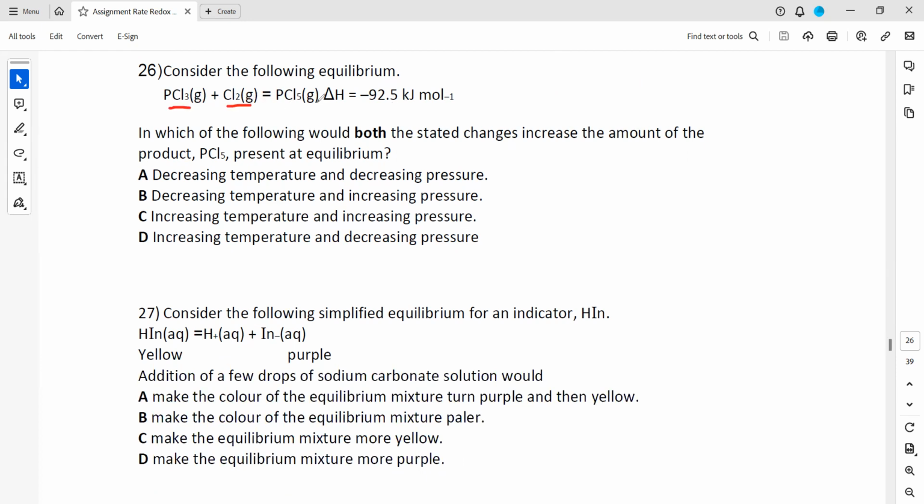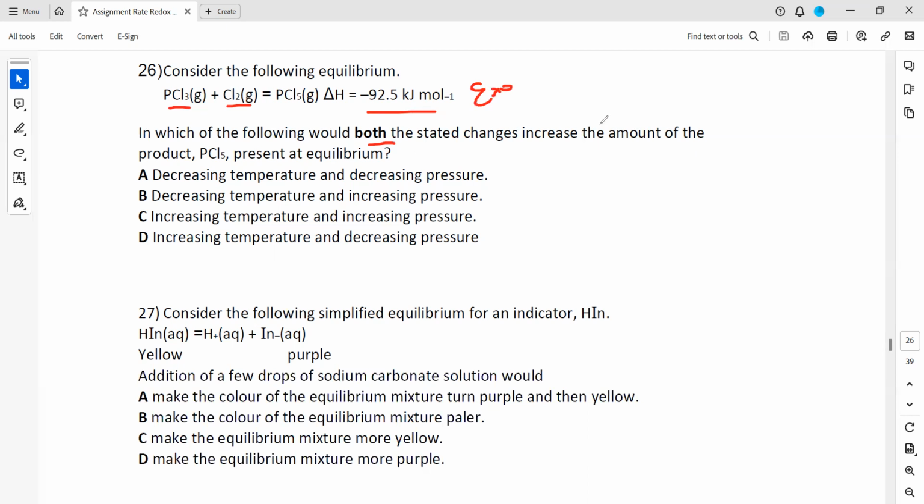PCl3 reacted with chlorine, gives PCl5. In which of the following will both stated changes increase the amount of a product present at equilibrium? This is a reversible reaction and the forward reaction is exothermic.